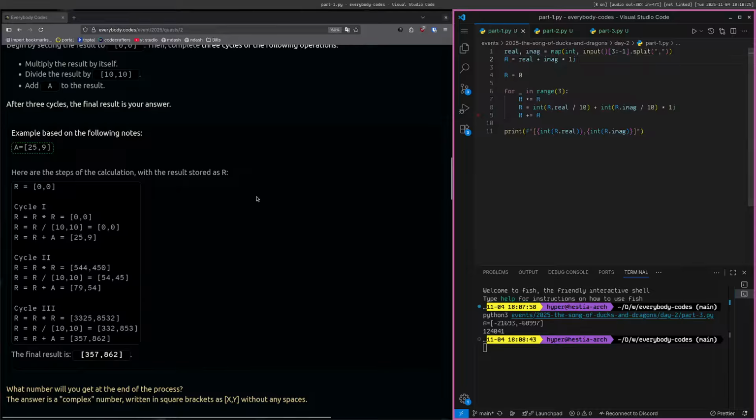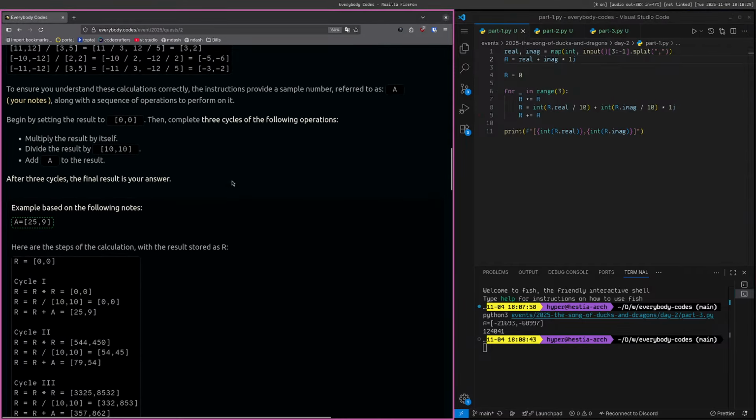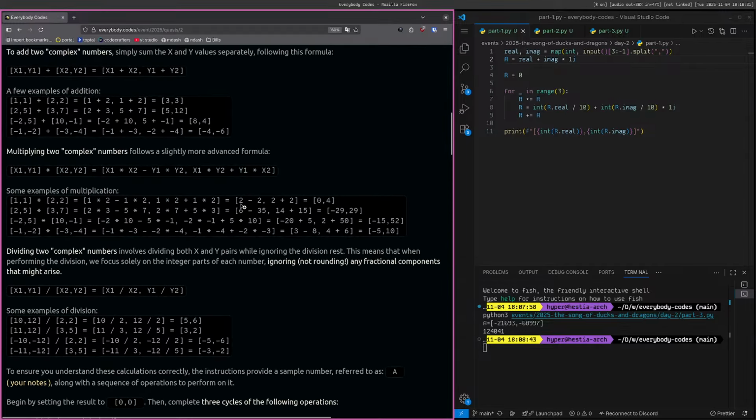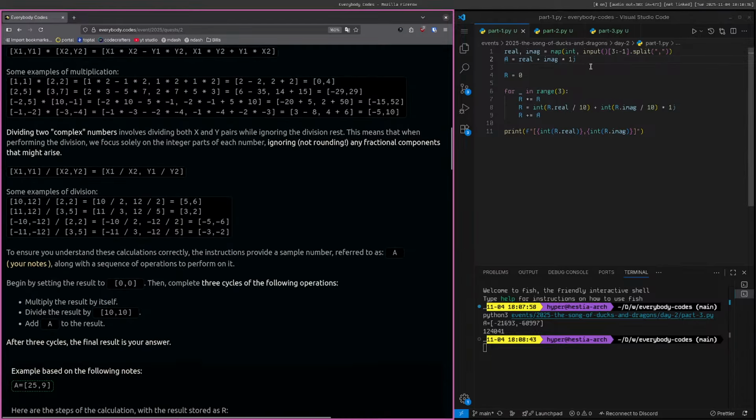Now the first part is relatively straightforward. We start with our result equal to 0. So since Python has built-in complex numbers, we can just use those directly.